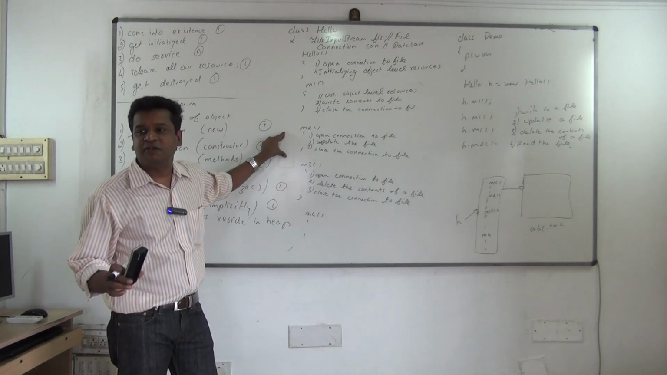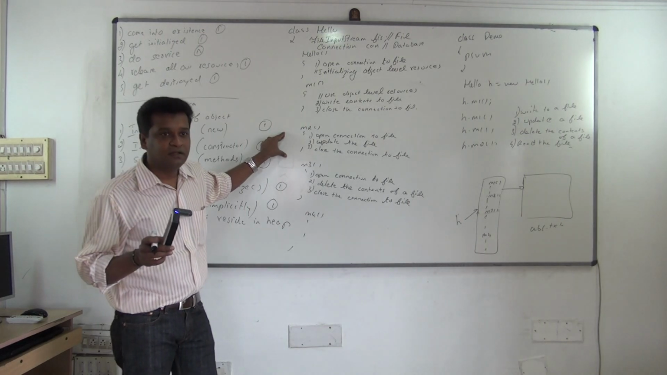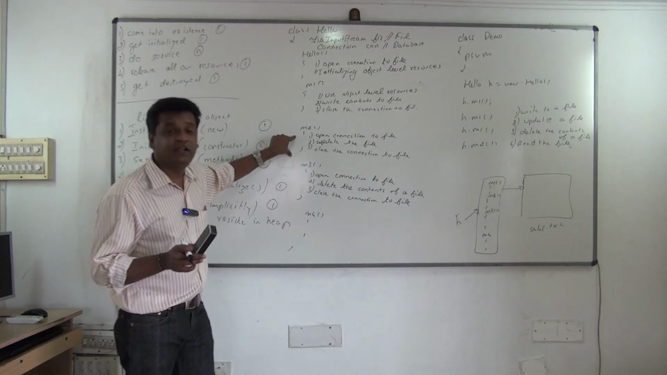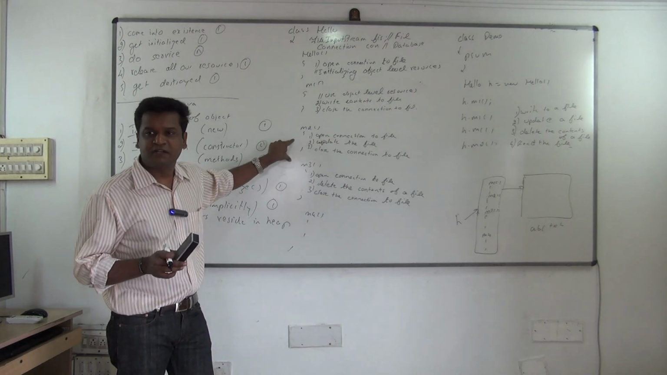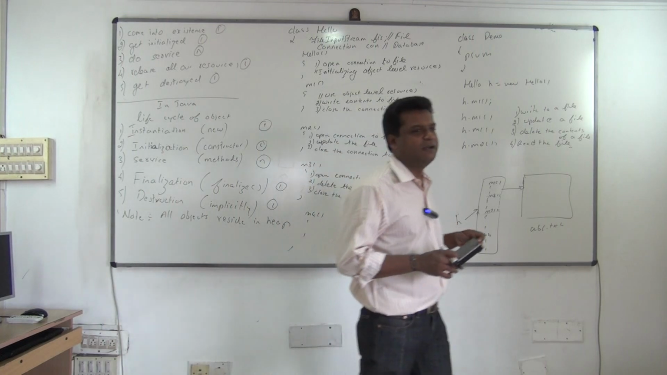Understood? If the connection is required in only one method and we want to use the connection only in that method, then we write the code like this: open the connection, use the connection, and close the connection here. This is very important for you to understand now.